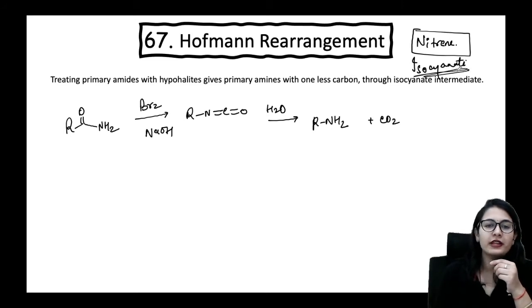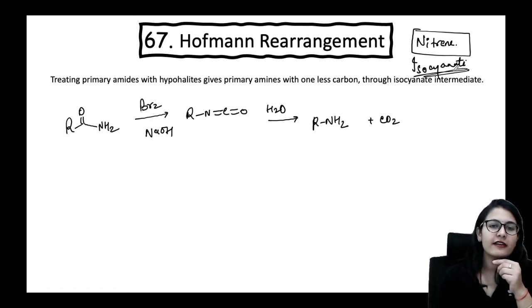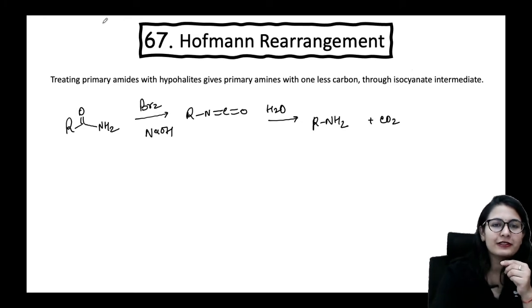Alright, these are also very important reactions, very basic, and have been asked in each and every one of these competitive exams: CSIR NET, GATE, TIFR, IIT JAM, everywhere. So let's study these easy name reactions, which are also sometimes very confusing and very difficult to remember. Alright, so let's discuss all of them.